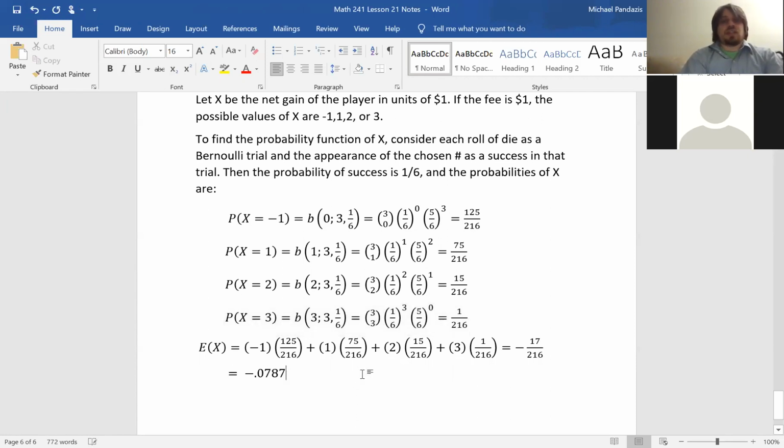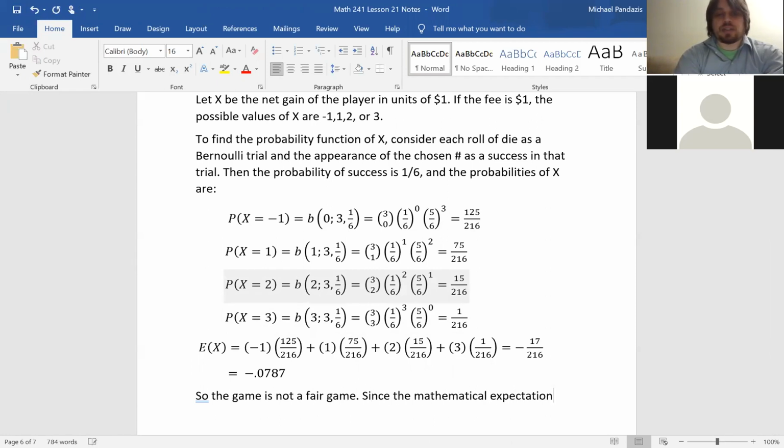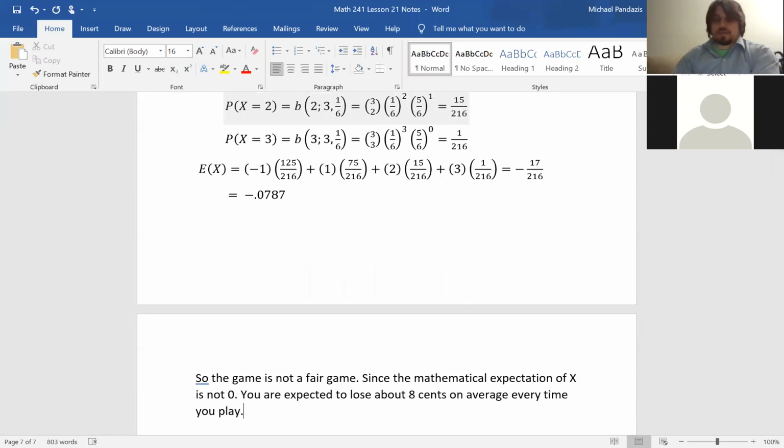And there we go. So that's the expected value. Okay. So the game is not a fair game, right? That's since the mathematical expectation of capital X is not zero. So you are expected to lose about 8 cents on average every time you play. Okay, that's the expected value.